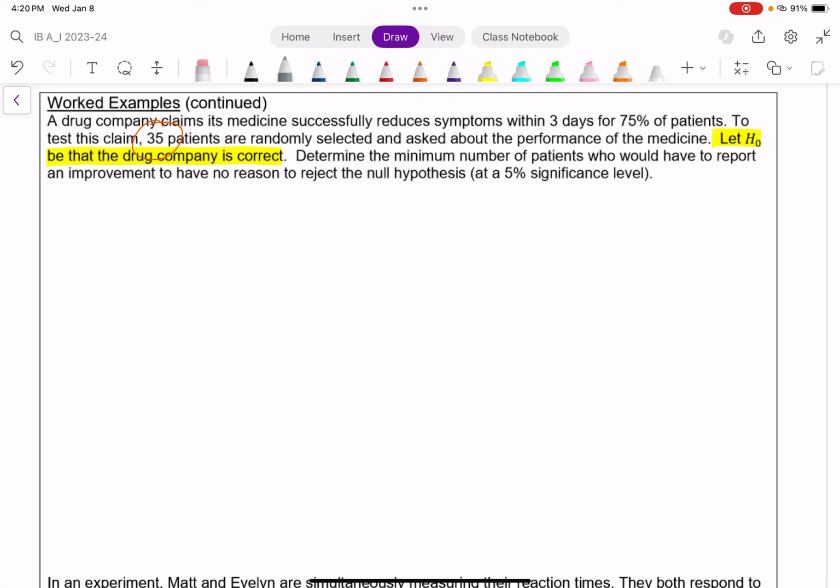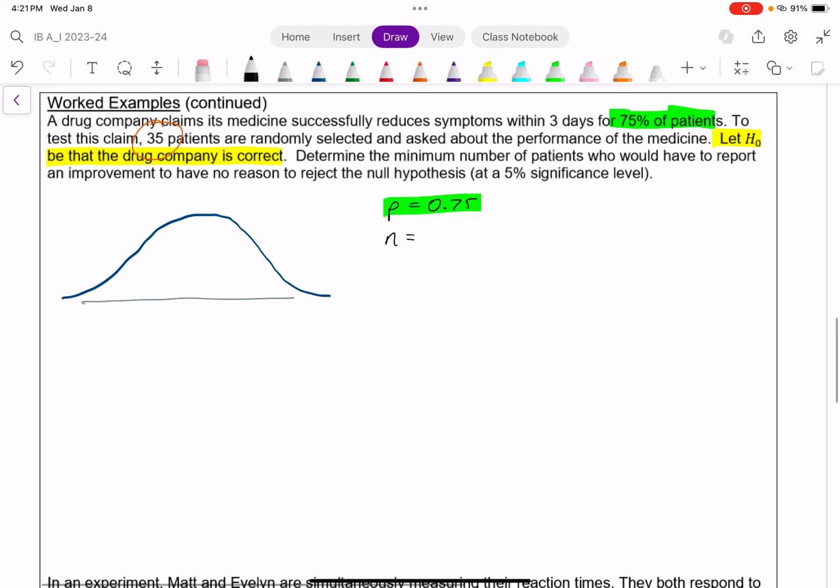So I want to, again, visualize this distribution. Now, hopefully we can start to realize we want to come back to a binomial distribution here because this 75% of patients, that really is our success rate. So I'm going to put the probability as 0.75. And the number of trials, our N, is going to be 35 because there's 35 patients we're looking at here.